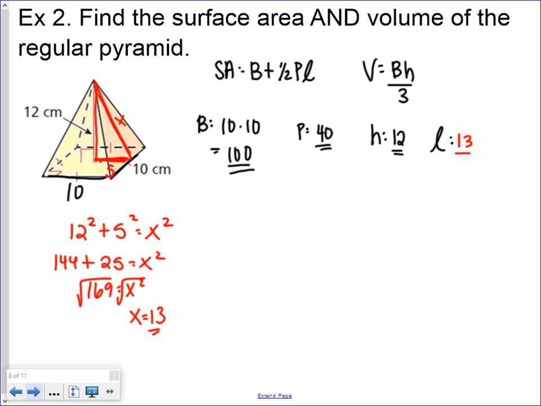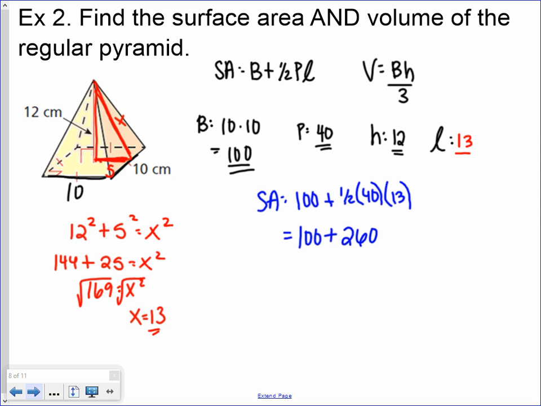Okay, surface area formula, B plus 1/2 PL. Here's your B, 100, 1/2, perimeter was 40, slant height was 13. You use the slant height for surface area because you want the outside stuff. Half of 40 is 20. 20 times 13 is 260. Yeah, because it doesn't matter what order you multiply in.